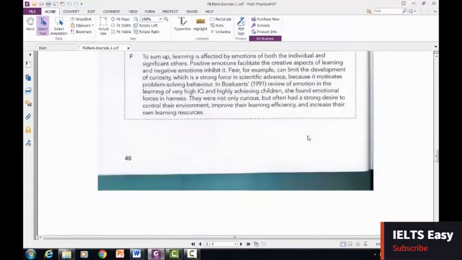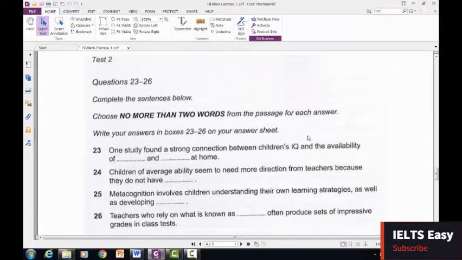All right, let's go to the question. Here's number 25. Metacognition involves children understanding their own learning strategies as well as developing. So we have to find our keyword sentence dealing with metacognition, children's understanding, and learning. Those are our keywords. And we know our answer is going to connect to a word that is a synonym or direct copy of the word developing, but it's probably going to be a synonym. So let's look for that sentence.